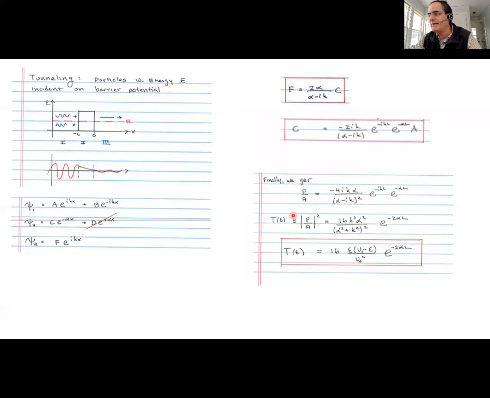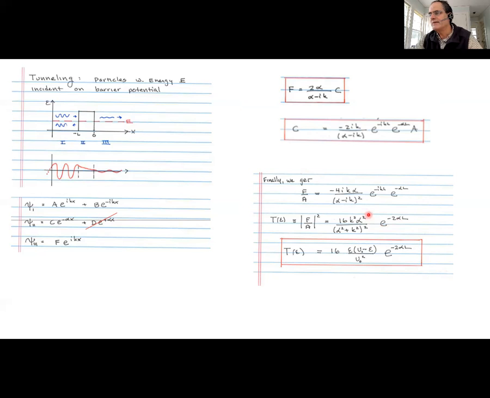So the last step here is to take that absolute value squared on both sides. So absolute value squared of f over a, that's the transmission probability, okay? And then this turns out to be equal to, as you can easily show, 16k squared alpha squared divided by quantity alpha squared plus k squared squared times e to the minus 2 alpha L. Okay?